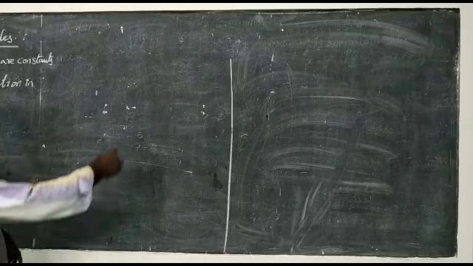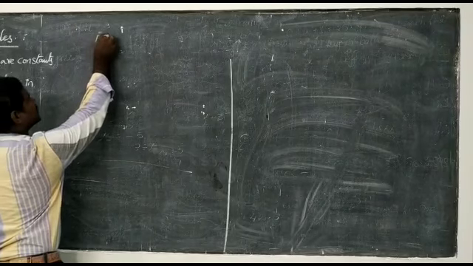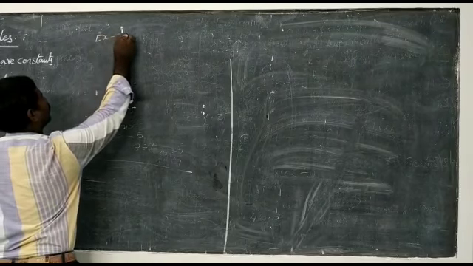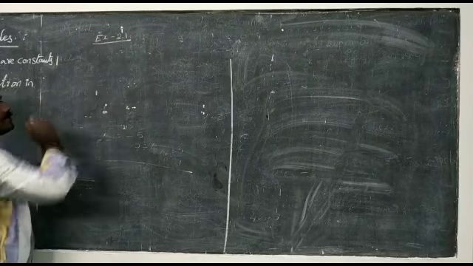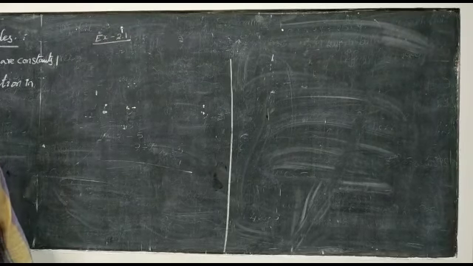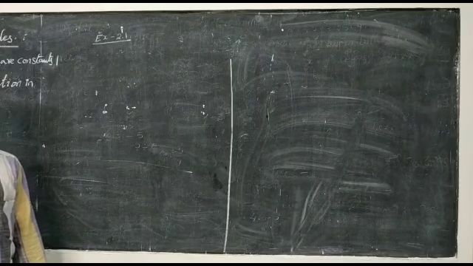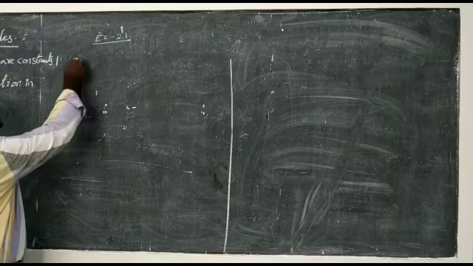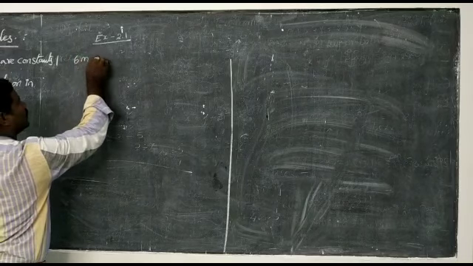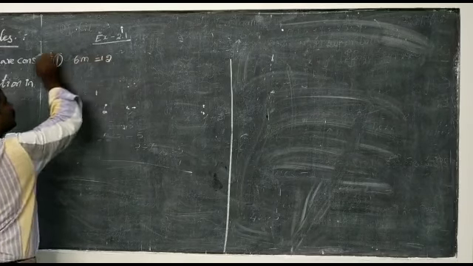Now we are going to exercise 2.1. What is the first problem? Solve the following simple equations. 6m = 12.